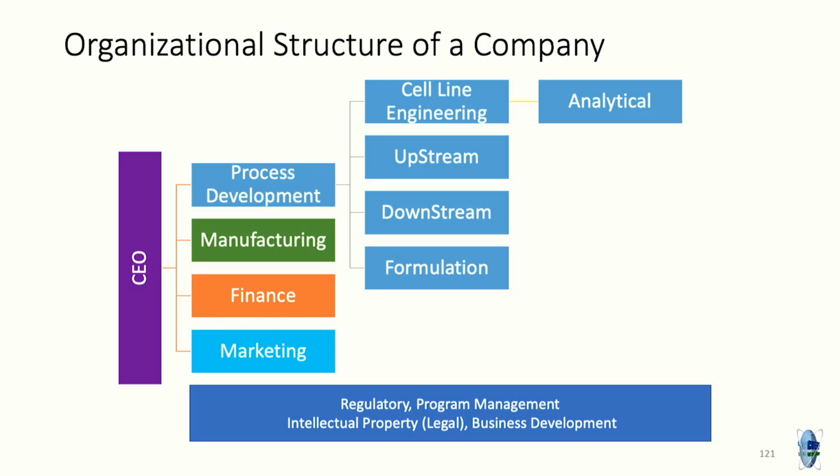So who does it? It's a team. So many things cannot be done by one person. In a bigger company, like an organization, it's done by many people. Say let's start from here. There will be a team which will be developing a process. Process mein kya? There will be a team which is developing cell line, there is a team which is looking at upstream, downstream and formulation.